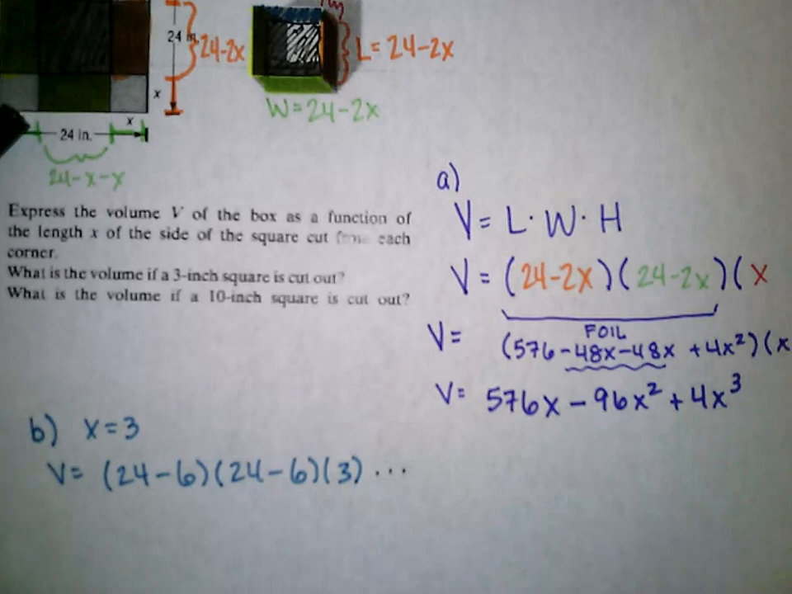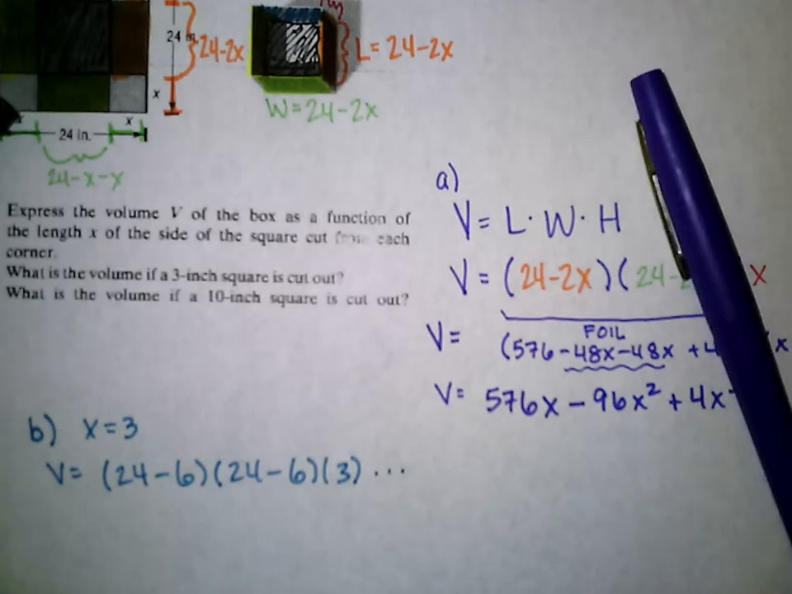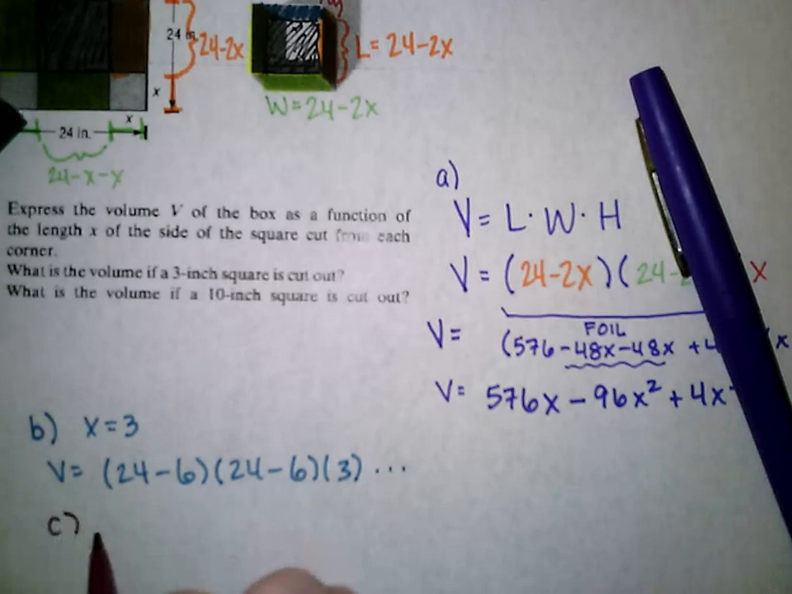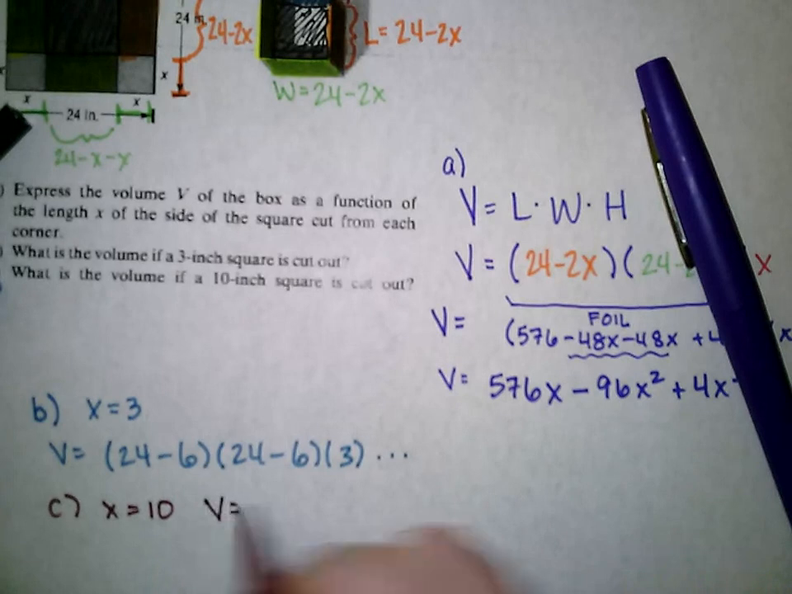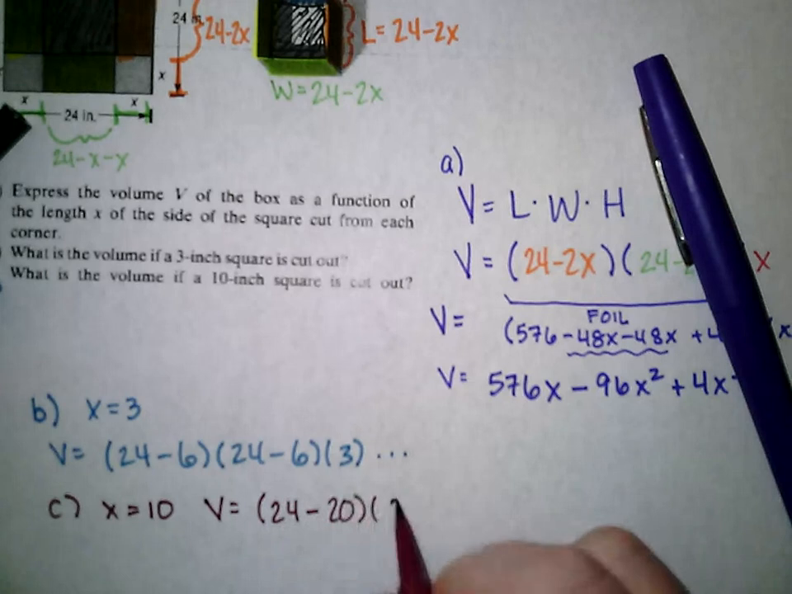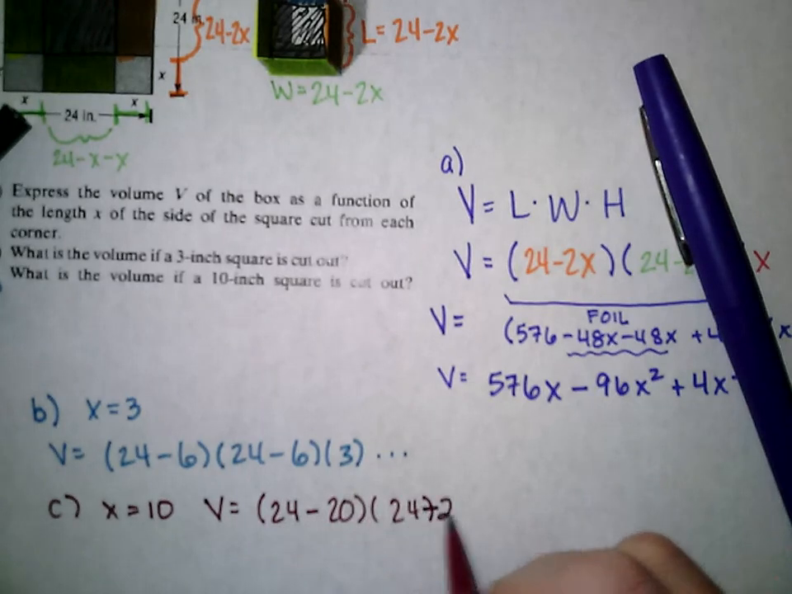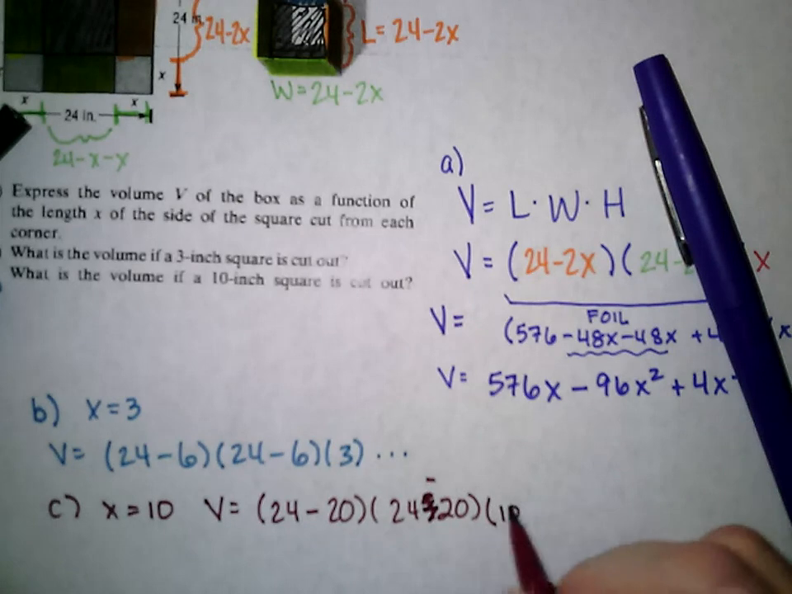Part C, again, just asks you that low-level question. What is the volume if a 10-inch square is cut out? So we do the same thing. x equals 10, so volume would be 24 minus 2 times 10, which is 20, times 24 minus 20. That's a minus. And then times x, which is 10.